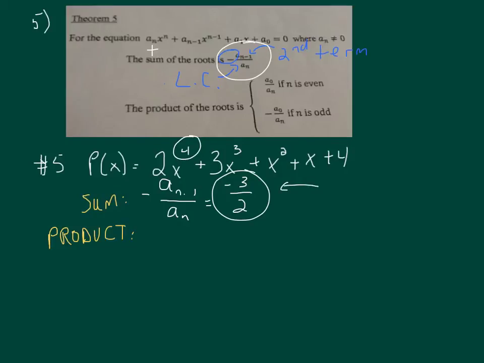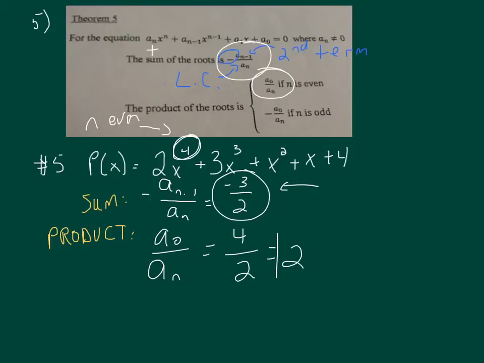The product of the roots, now here, n is even. N is an even number. So you have to use this one right here, a sub 0 over a sub n. That's the constant over the leading coefficient. The constant is 4 divided by the leading coefficient, which is 2. Answer: 2. That's the product of the roots. So the 4 roots, whatever they are, would multiply to get positive 2.